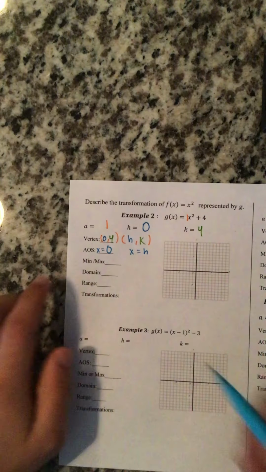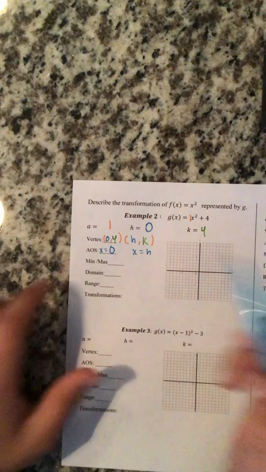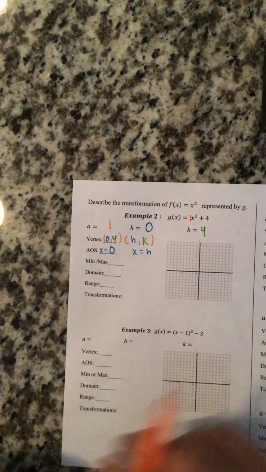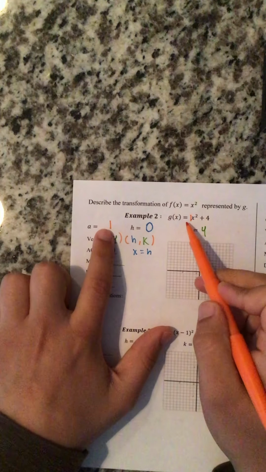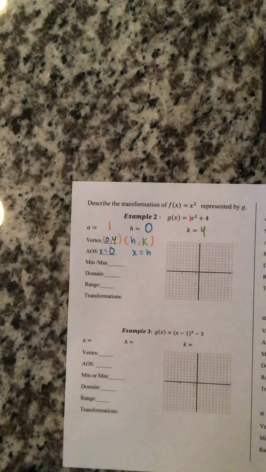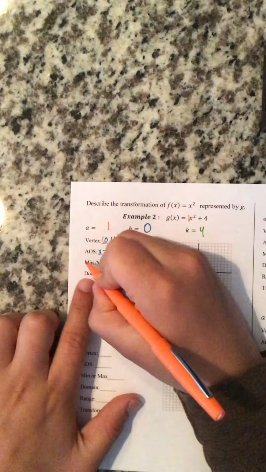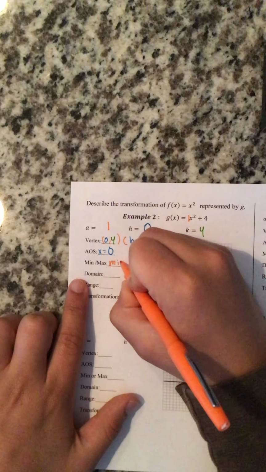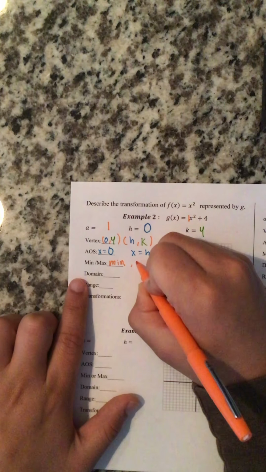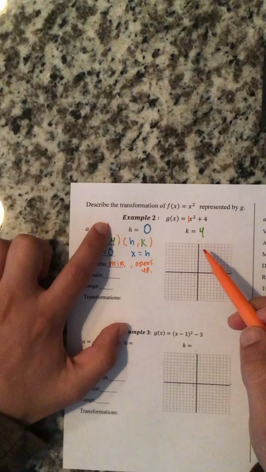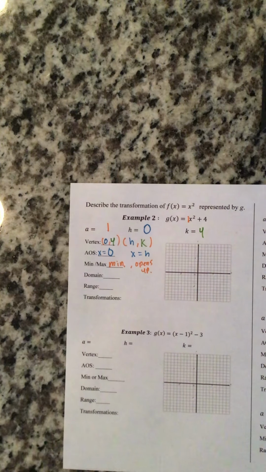Okay? So now I'm on to min and max, okay? Because my a value is positive, right? It's a positive 1, okay? That tells me that it's going to open up. So if it opens up, just like the previous example, that means I'm going to have a minimum value because it opens up. And I know that's not a question on here, but it opens up because this value is positive, okay? And that's all for that.